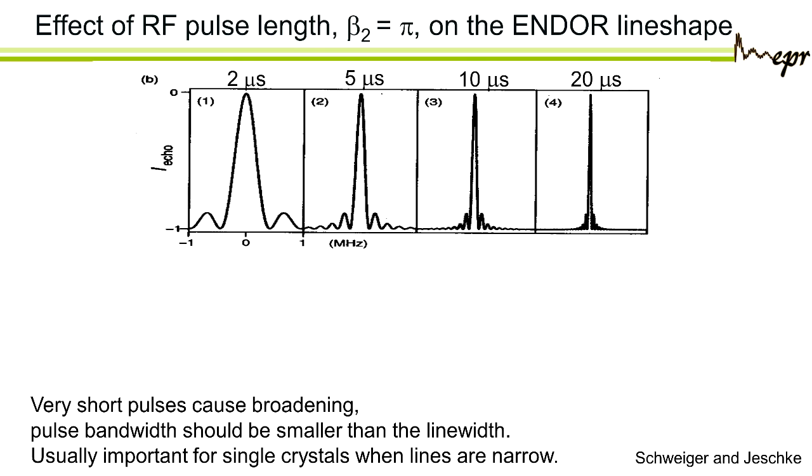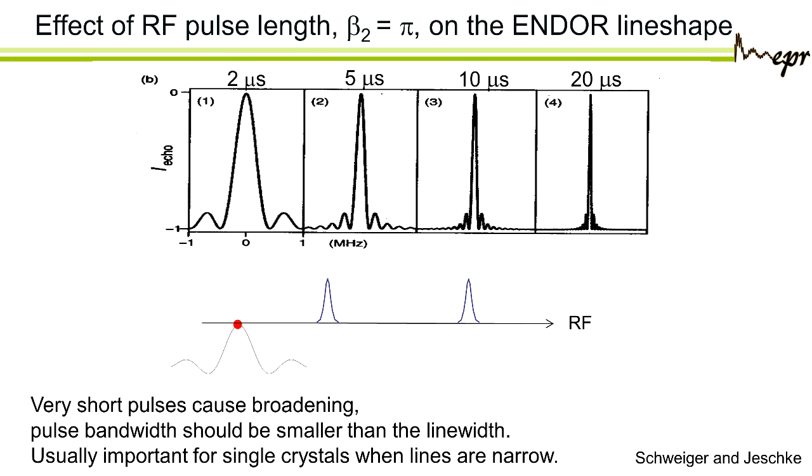This shows you how the echo intensity looks when you come with your RF. If you have an RF of 2 microseconds that is too short, you see your ENDOR line will be broad, and as you go to higher and higher pulse lengths, it becomes narrower. So let's just see how it works. This is our ENDOR line, and now we come with our pulse. The pulse has a certain width, right? And the shorter it is, the larger its width.